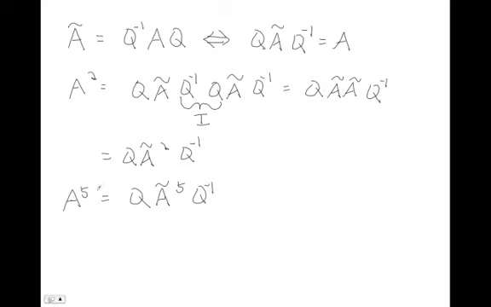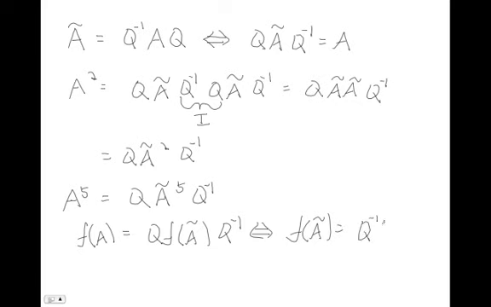And it also turns out, using the same sort of function math as before, that if you want to have some function of A, that's going to equal Q times the function of A tilde, Q inverse. And this is completely equivalent to saying that the function of A tilde is equal to Q inverse function of A, Q. And you can also easily prove this to yourself, using the same sort of proof that we just did above here.